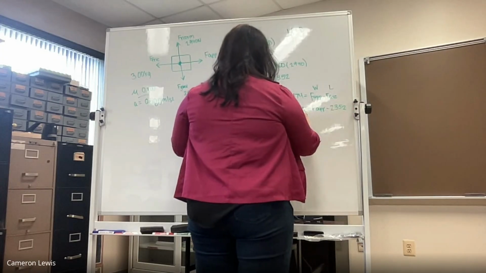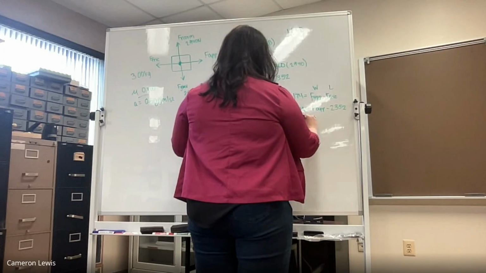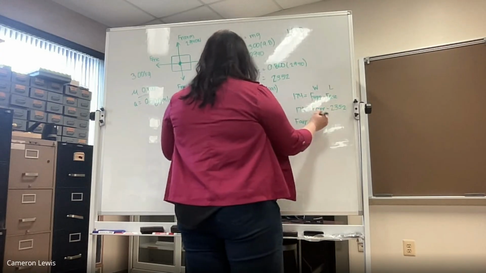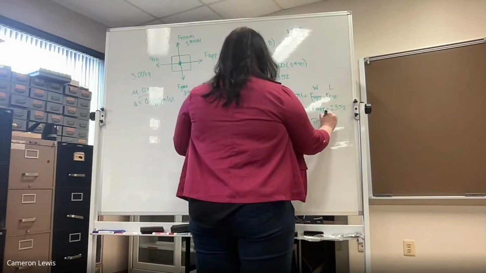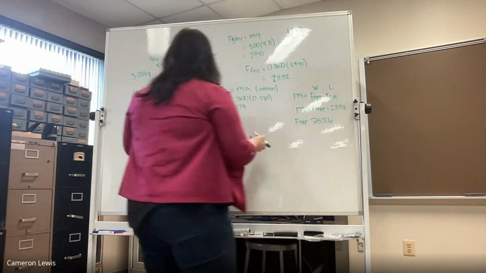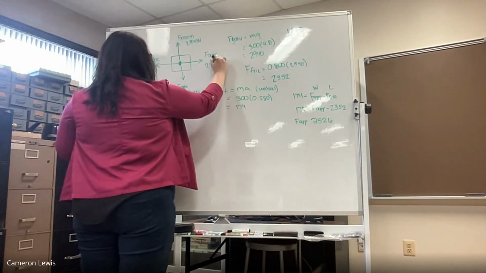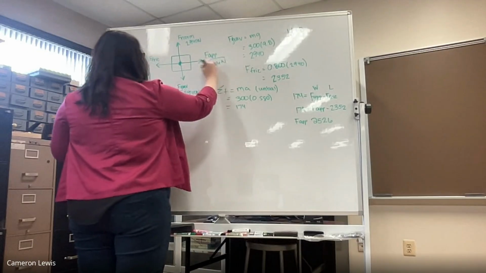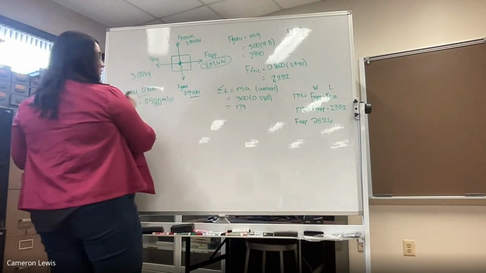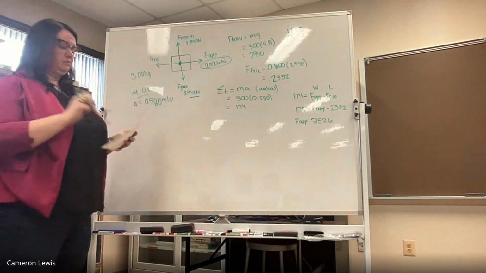So to solve for F applied, we add those two together. Since it's over here, we move it across. 2526 newtons. That's it. Questions for Gary?